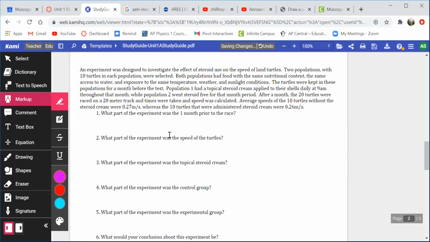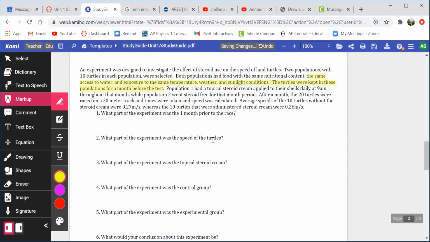What part of the experiment was the 1 month prior to the race? Constant. All right, so that's going to be a constant. So the 2 populations right here, the same, all of that, everything was being kept there for a month. Everything was constant there.